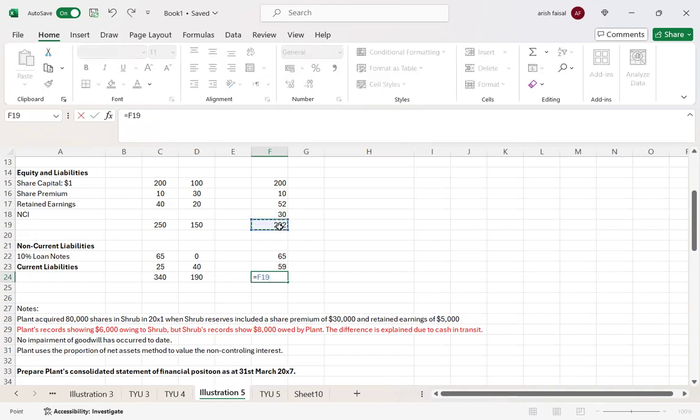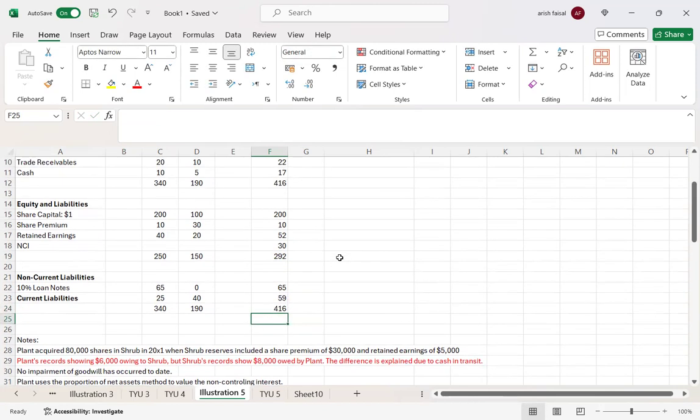And if I add up my total equity of 292 plus my total liabilities, which include 65 of the parent loan notes and 59 for the current liabilities of both parent and subsidiary, it turns out to be 416, which is exactly my total of total assets, and hence the balance sheet is balanced.